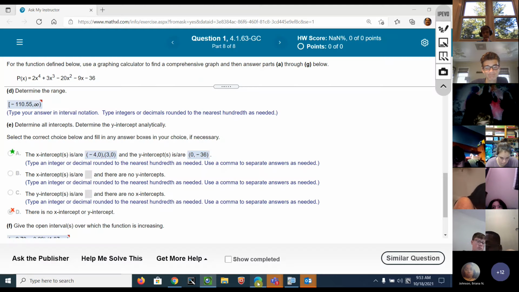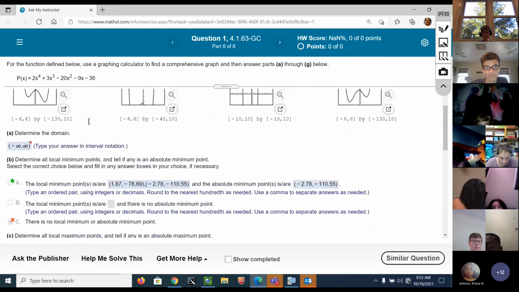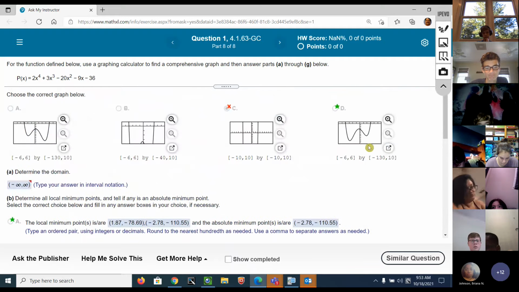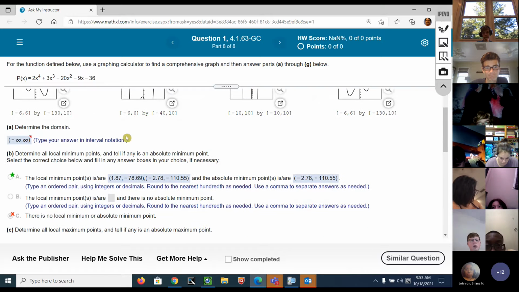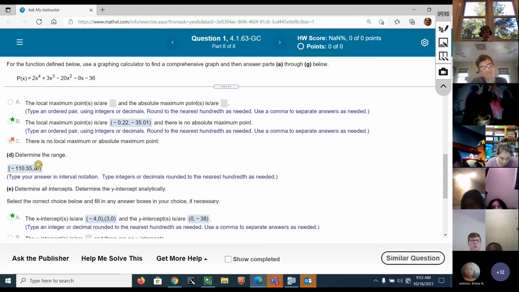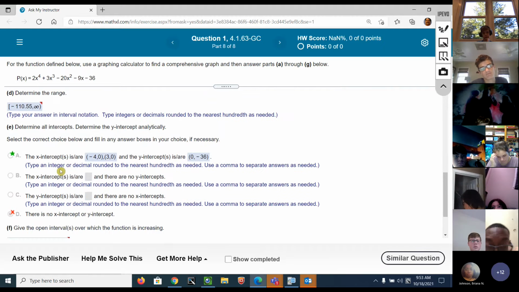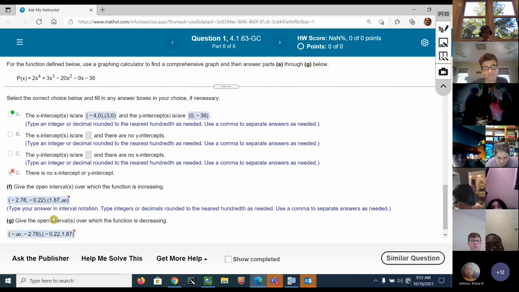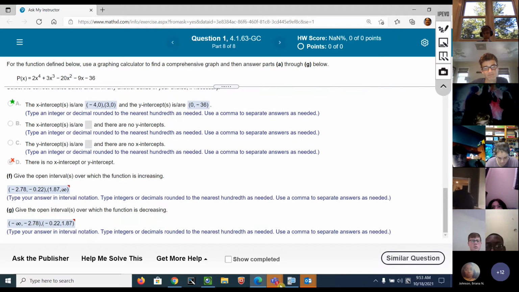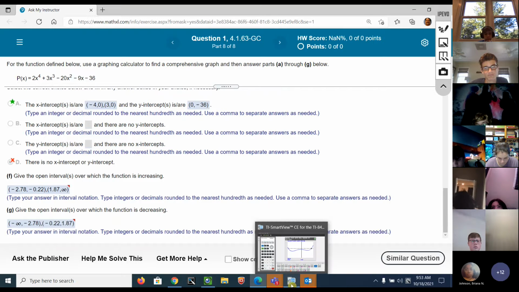Determine the range. Let's see. Okay, there's the drawing. Domain, negative infinity, positive infinity. There's your min and max. There's 3 of them. I told you that. There's your range, negative 110. Yep. And there's the X-Intercepts. Okay, let's do increasing and decreasing. I'm just going to color it. I'm not going to type them in.